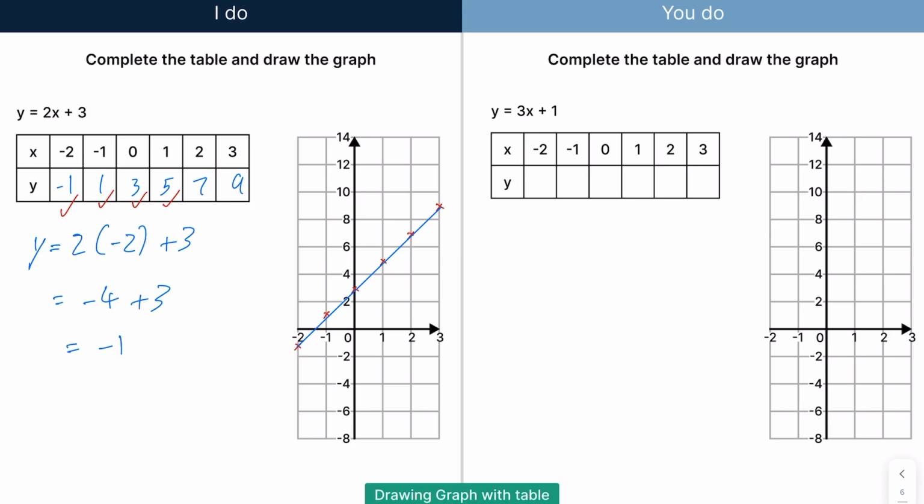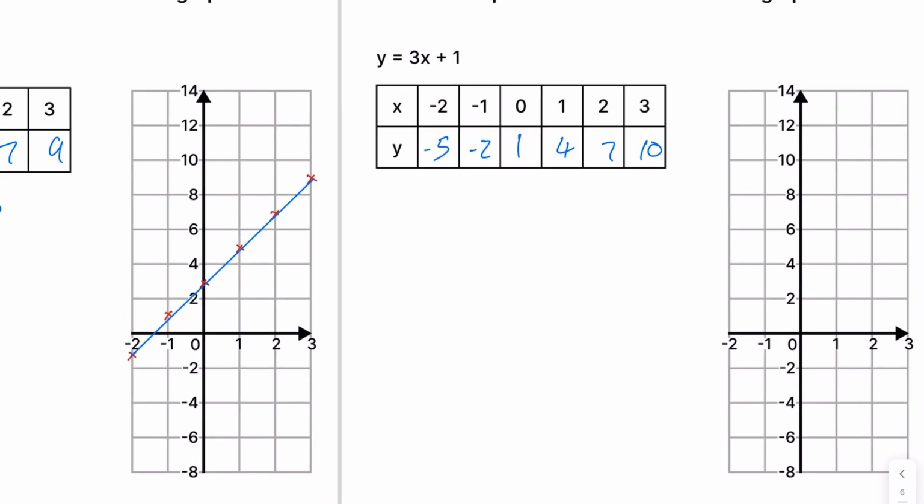So hopefully you've pressed pause and had a go at the example on the right. Now, when you do this example, you'd fill out the table first. And when you fill out the table, you will end up with minus 5, minus 2, 1, 4, 7, and 10. And then you would use that to plot the graph in a similar manner.